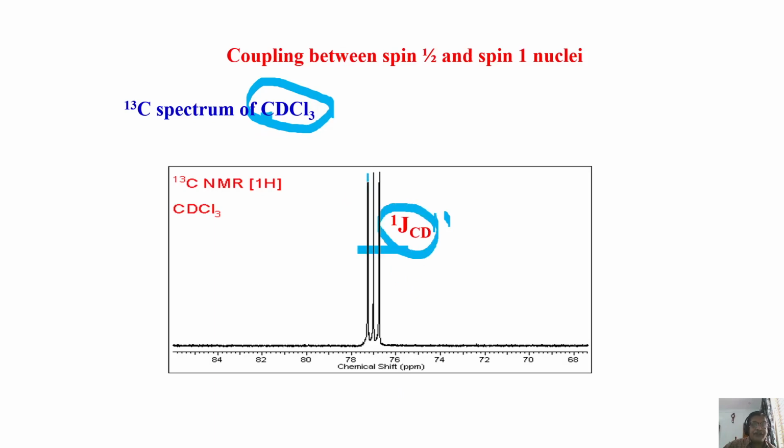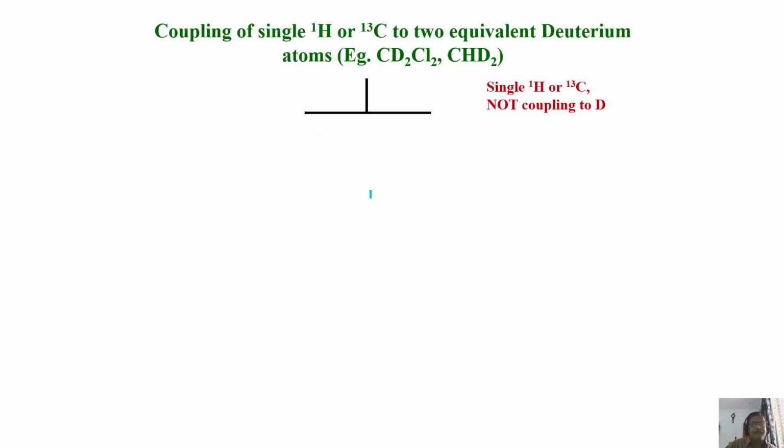You measure the separation between these peaks. What are you going to get? The carbon-deuterium J coupling. Carbon-deuterium J coupling can be easily measured by measuring the separation of these adjacent peaks. So you can very clearly see coupling between spin-half nuclei and spin-1 nuclei.